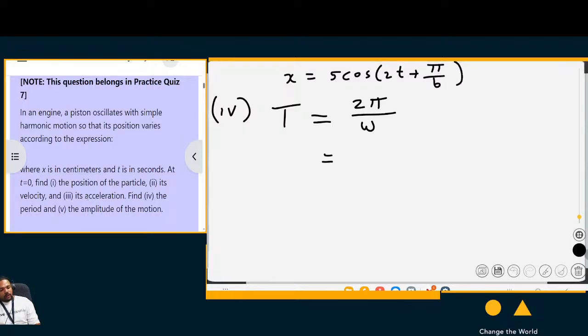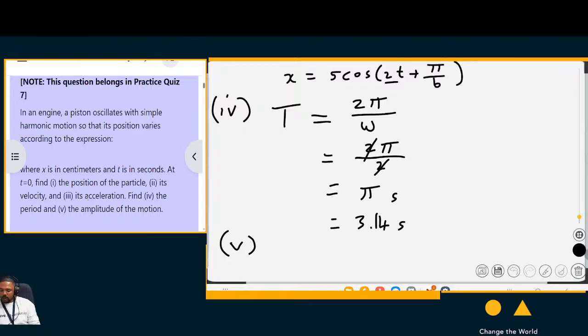What is the angular frequency? It is 2. It's the number in front of the t. So it is 2 pi over 2. The 2's cancel. So the period is just pi seconds or 3.14 seconds. Okay. And then let's see if we can fit in question number 5 at the bottom.